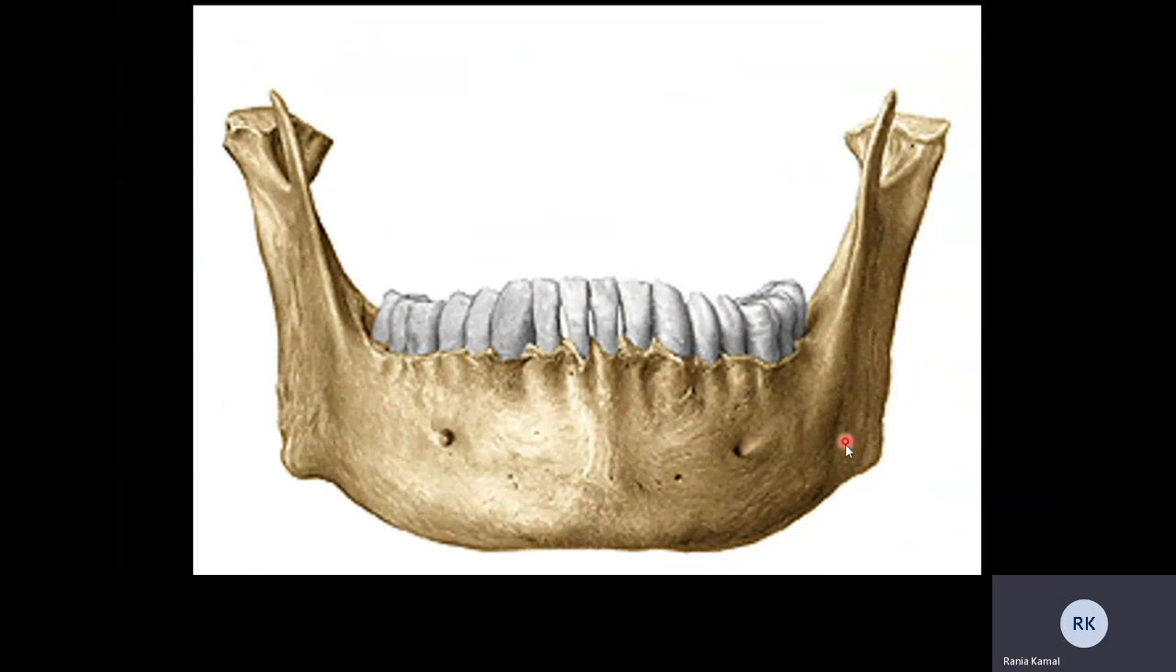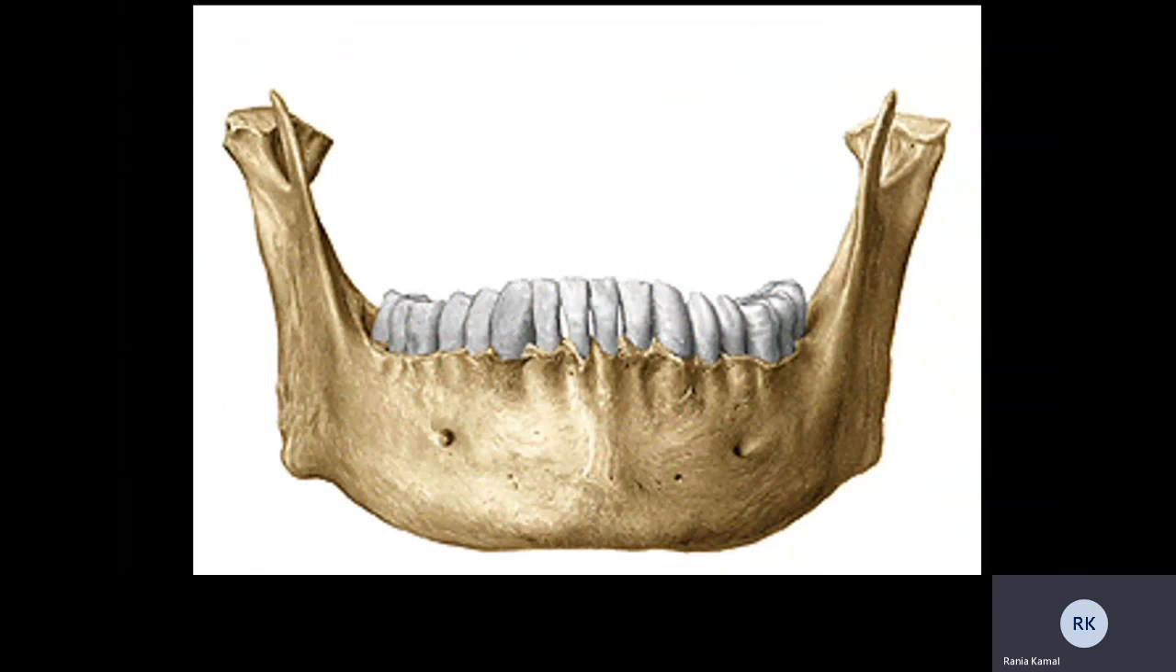On the lateral surface of the ramus, you will find the coronoid process and the condylar process. The head of the mandible, and the neck of the mandible with the pterygoid fovea in the front. This is the lateral surface of the ramus of the mandible, and this is the angle of the mandible.